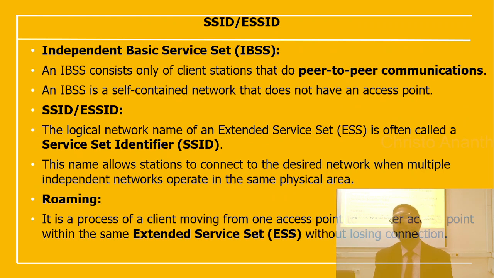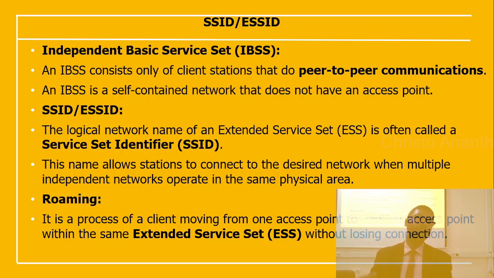Then we have IBSS, Independent Basic Service Set. An IBSS consists only of client stations that do peer-to-peer, end-to-end communications. An Independent Basic Service Set is a self-contained network that does not have an access point. Then we have SSID or ESSID, the service set identifier or extended service set identifier. It is the logical network name of the extended service set; you can call it the service set identifier or SSID.